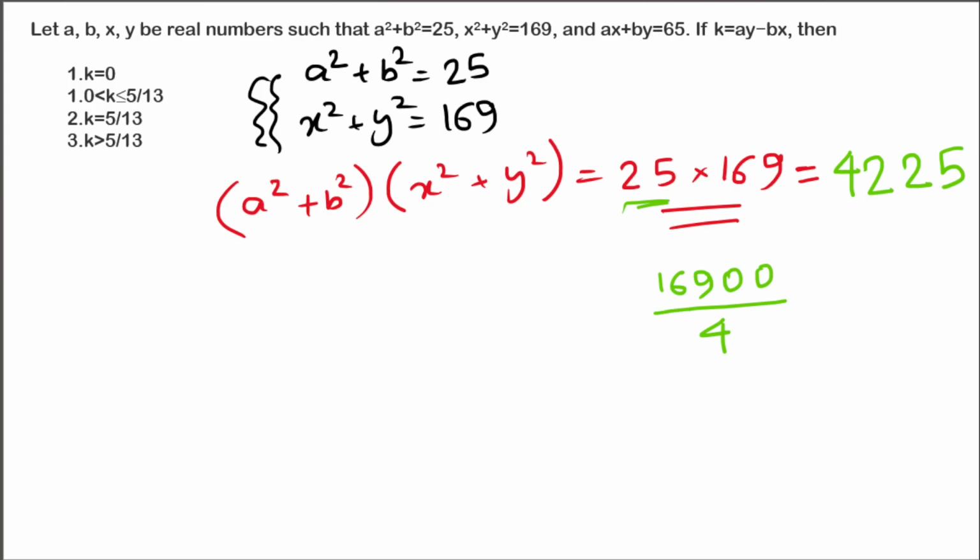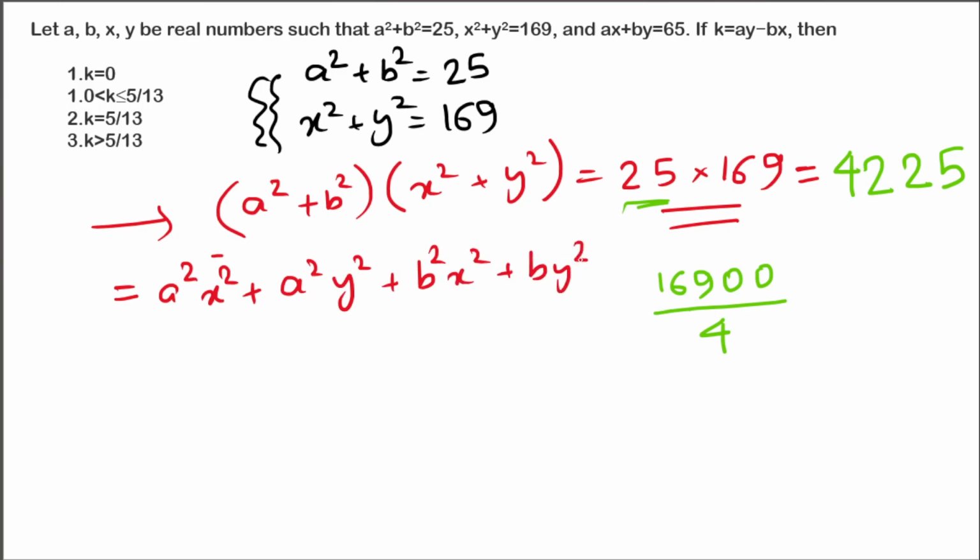All right, anyway, let us come back to the left hand side of the equation. So it will come out to be a square x square plus a square y square plus b square x square plus b square y square, and this whole thing will be equal to this term, right? Anyway, but you see there is something very interesting in this. You have this a square x square and b square y square term, which corresponds to this, right? And this a square y square and b square x square term, which corresponds to this.